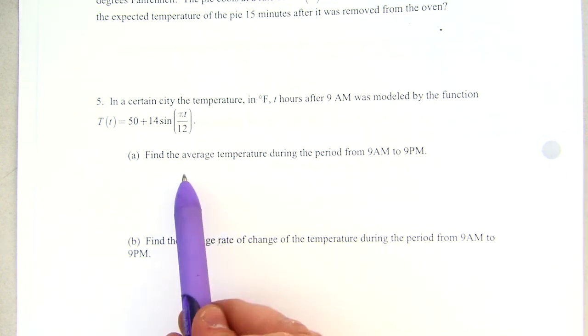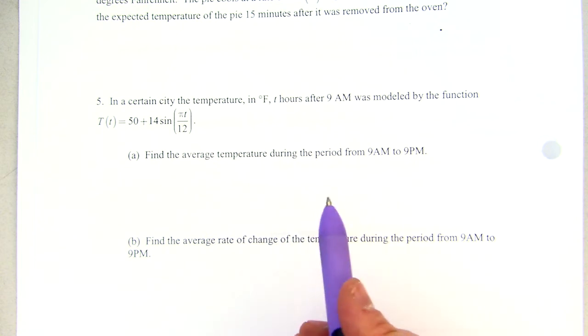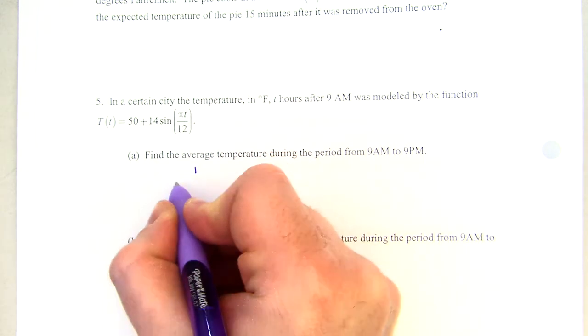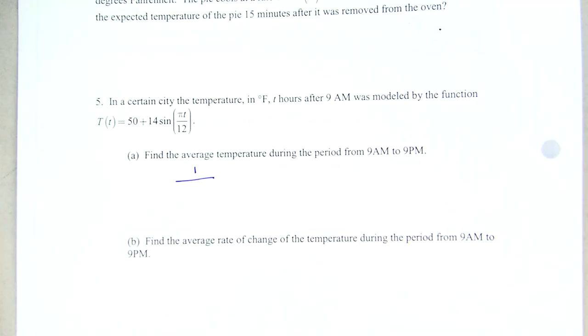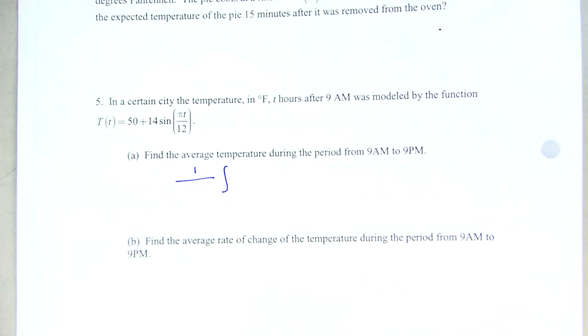Because Part A is the average of what you're given, we're going to use that average value formula that I just gave you. We're going to do 1 over, I'll figure out the A and B, I guess, right now. What's A and what's B?